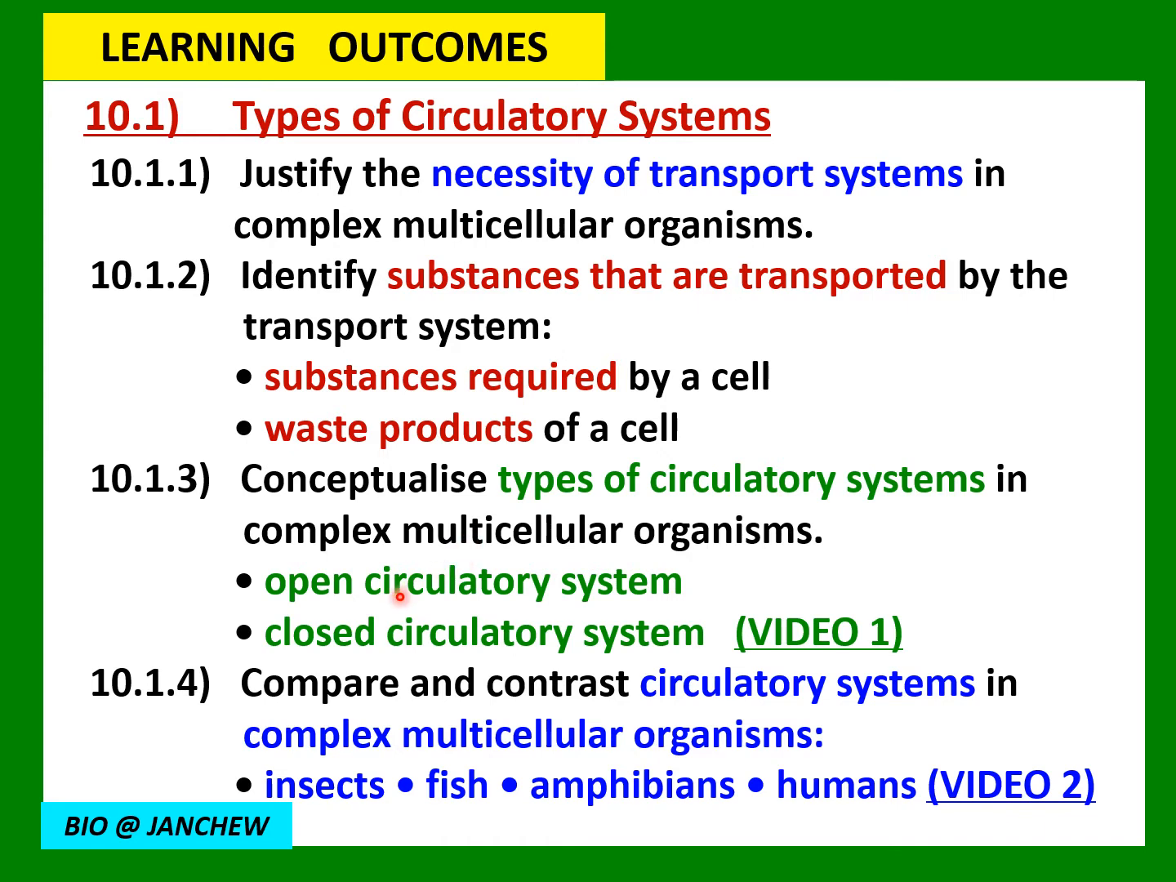We should be able to explain what is meant by an open circulatory system and also what is meant by a closed circulatory system. Lastly, we should be able to compare and contrast circulatory systems in complex multicellular organisms. And these organisms are insects, fish, amphibians, and humans. Now, the last learning outcome here will be discussed in video number 2. Whereas number 1 until number 3 will be discussed in this video.